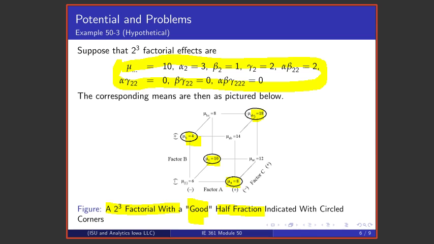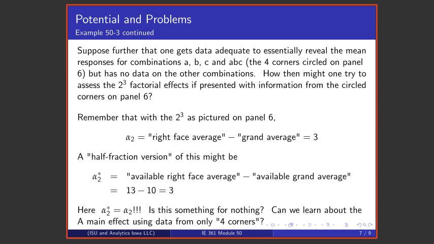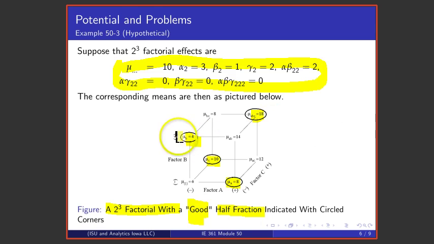To give you a sense of what might be possible here, let's suppose that I get enough data to pretty much pin down that this mean is 4, this one is 8, this one is 10, and this one is 18. What could I learn then from those means?